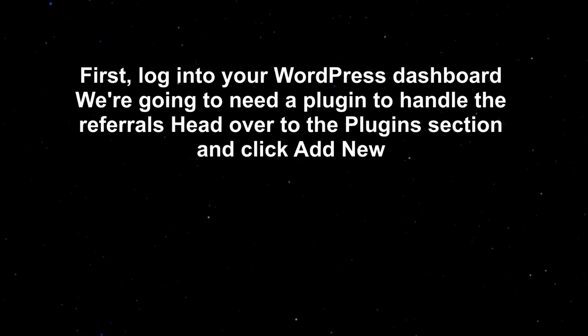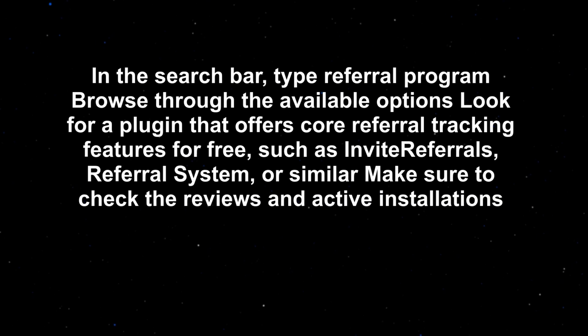Head over to the plugins section and click Add New. In the search bar, type referral program. Browse through the available options. Look for a plugin that offers core referral tracking features for free, such as invite referrals, referral system, or similar. Make sure to check the reviews and active installations. Once you've found a suitable plugin, click Install Now, then Activate.